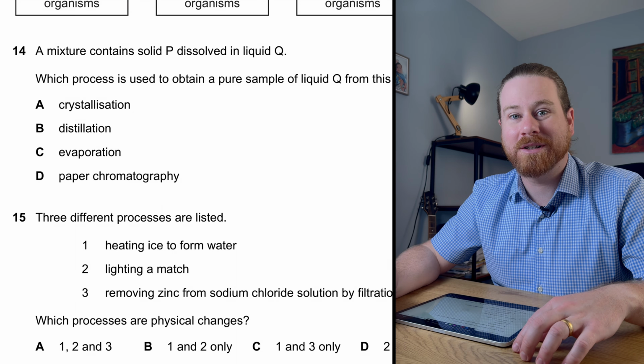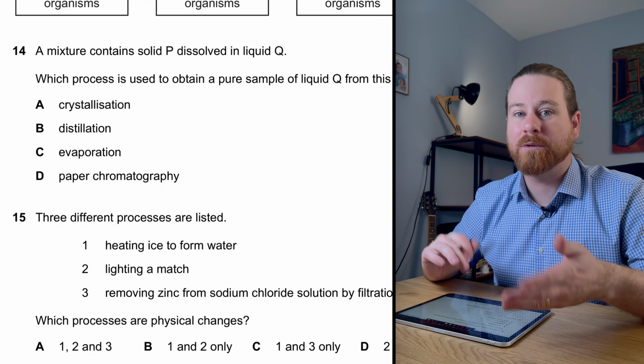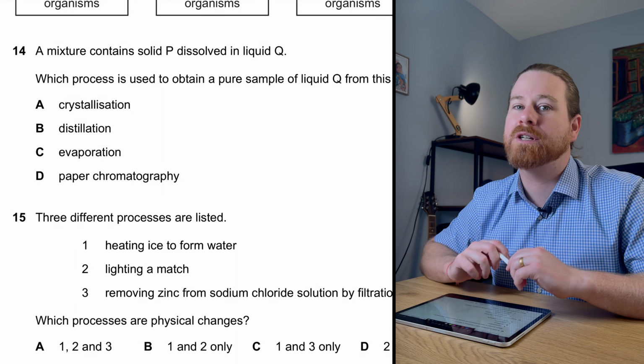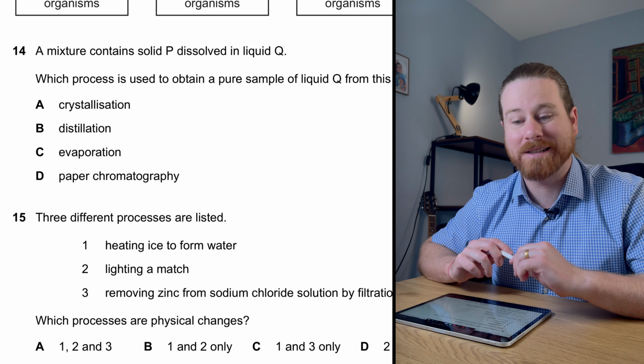Hello and welcome. So today we're going to be going through a paper 2, a paper 4 and a paper 6, all from the Cambridge IGCSE Coordinated Syllabus.